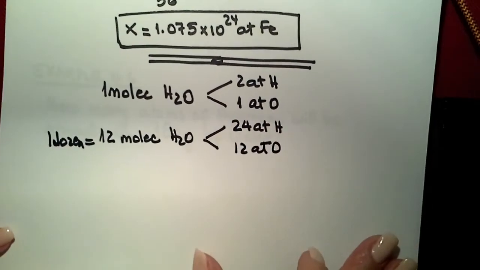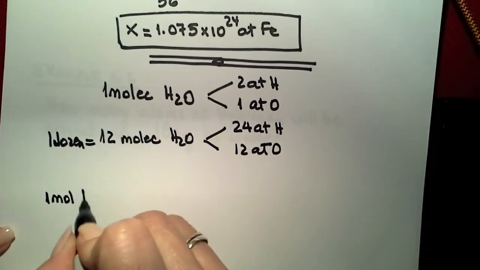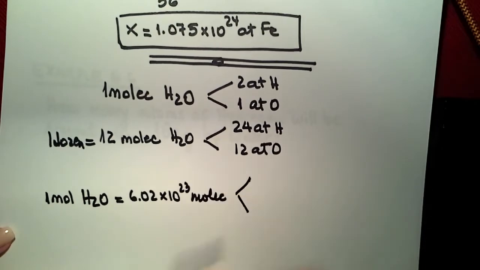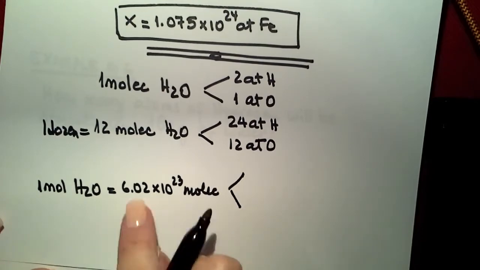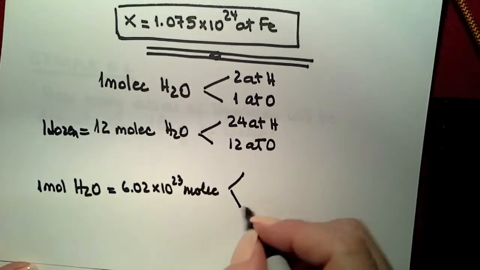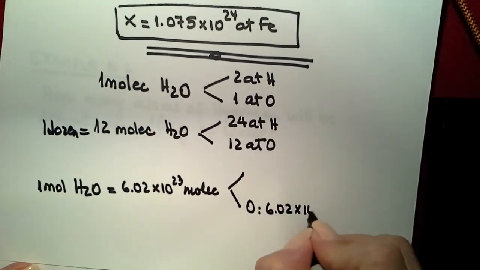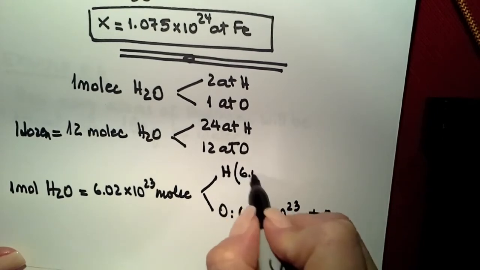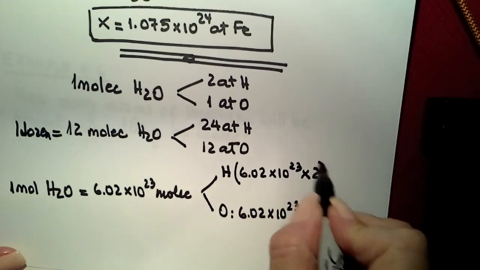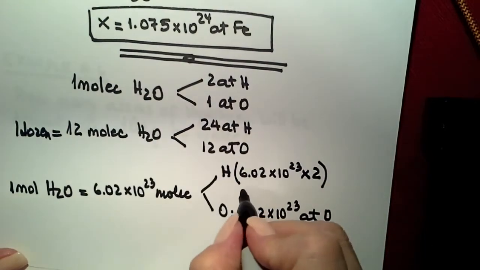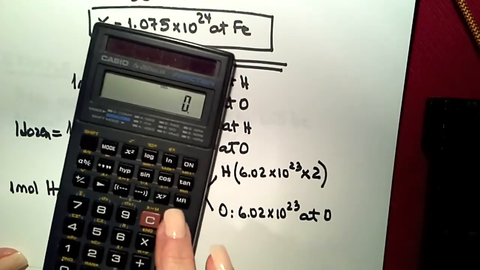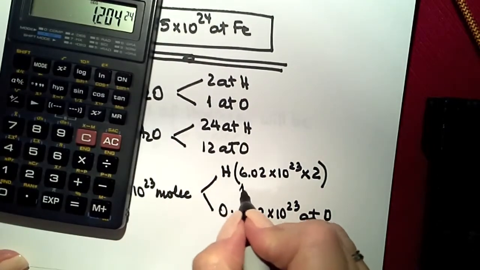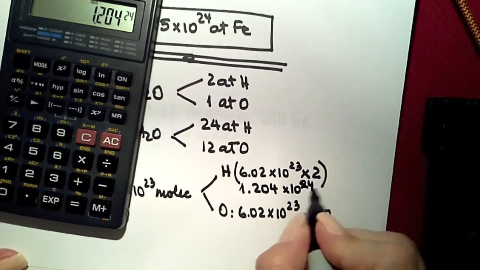The same relationship goes with a mole. If we have 1 mole of water molecules, we have 6.02 times 10 to the 23rd molecules. The amount of oxygen is going to be the same, because for each molecule we have only 1 oxygen, so 6.02 times 10 to the 23rd atoms of oxygen. But in the case of hydrogen, we have 6.02 times 10 to the 23rd times 2, because the hydrogen appears twice. Let's do it with a calculator so we don't make mistakes: 6.02 exponential 23 times 2 is 1.204 times 10 to the 24 atoms of hydrogen.